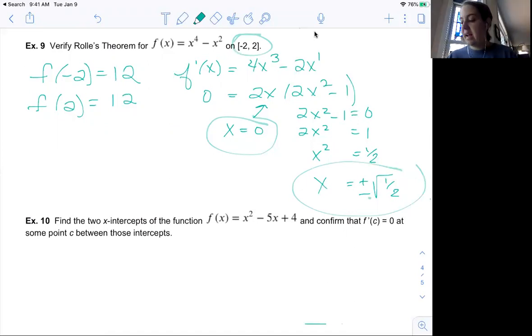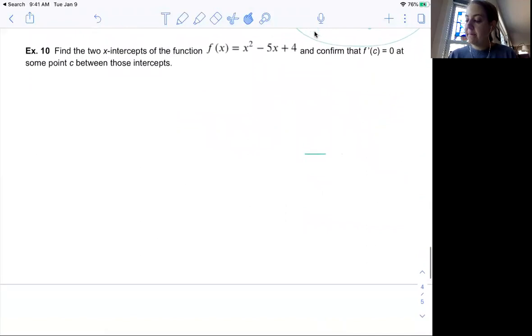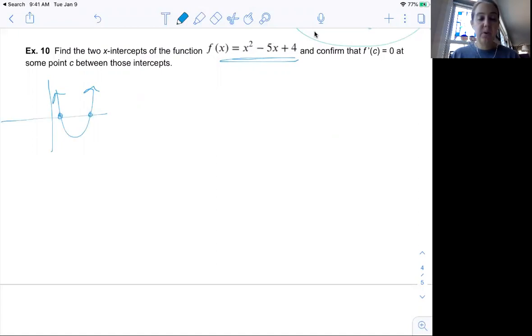Number 10, again, I didn't ask you anything like this on Delta Math, but it's good practice. We want to find the two x-intercepts of the function and confirm that f prime of c equals 0 at some point c between those two intercepts. Now, this one's a little bit different in that I didn't tell you what x values to try. You have to find the two intercepts. I do know it's an x squared function, so it's quadratic. It's a positive x squared, so it's a parabola that opens up. It's something like this. That's my quick sketch. I don't know where these intersect, but that's what we're going to find out.